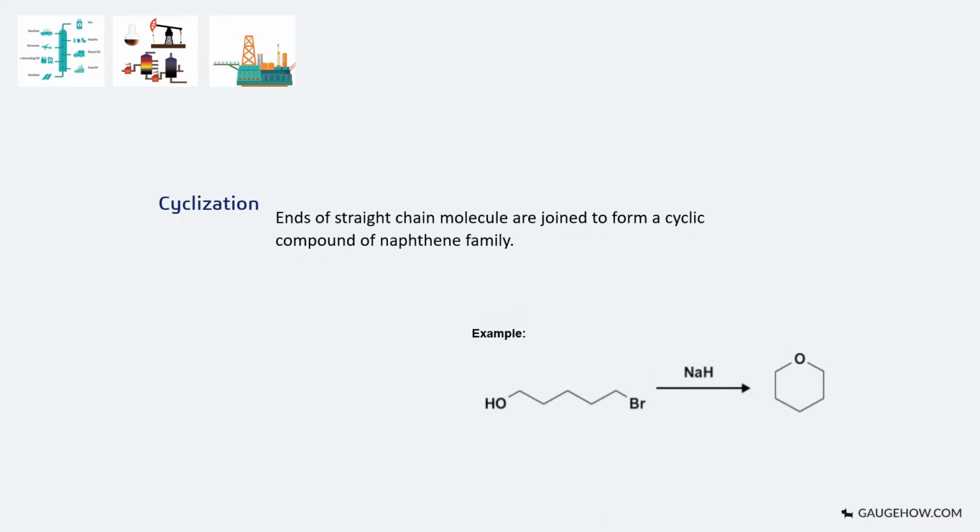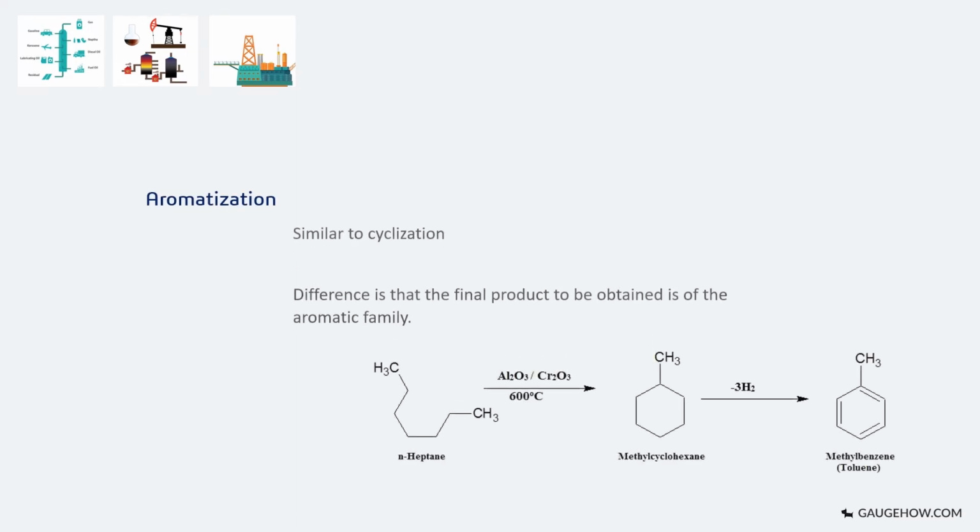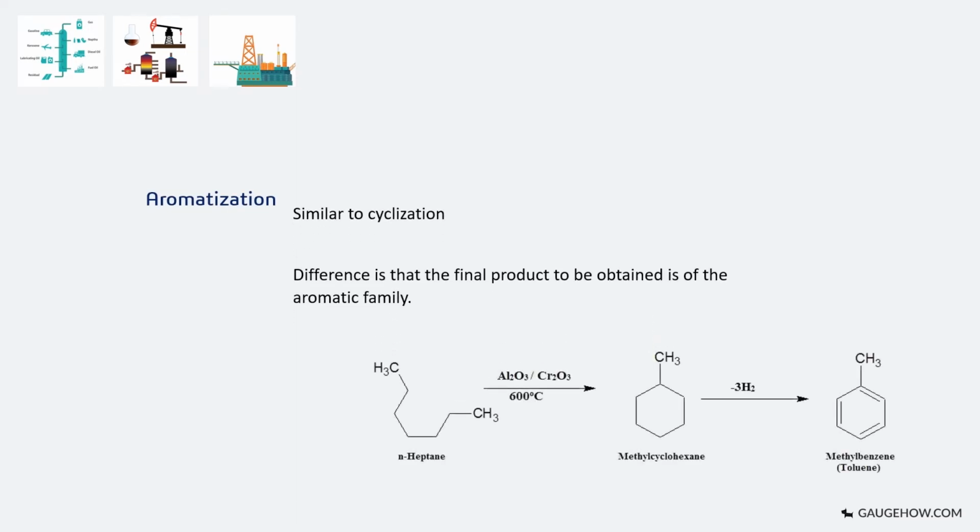Cyclization. This process joins the end of a straight chain molecule to form a ring or cyclic compound of the naphthene family. Aromatization. Aromatization is similar to cyclization, with the difference that the final product to be obtained is of the aromatic family. To define a fuel as a good fuel, it must have a certain set of characteristics.